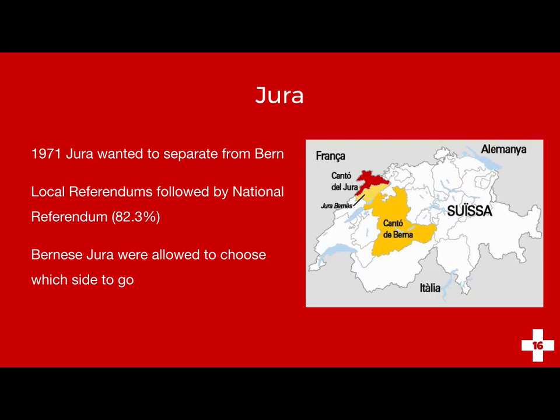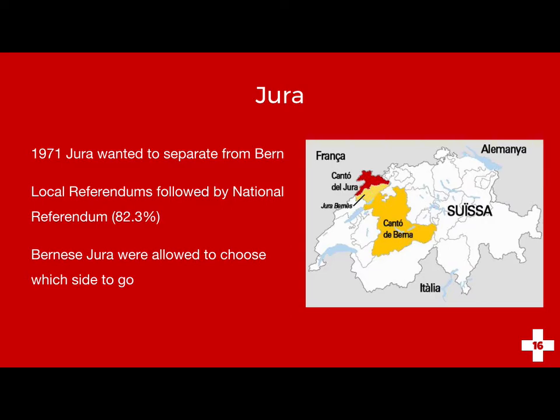You needed the national referendum because you're adding a new canton, which changes the breakup of the Council of States and everything. So the national referendum went through with 82.3% support, and basically Jura got to become its own canton. Jura is a region within Bern, and it consists of 7 districts, sort of. And 3 of them basically ended up choosing to leave.